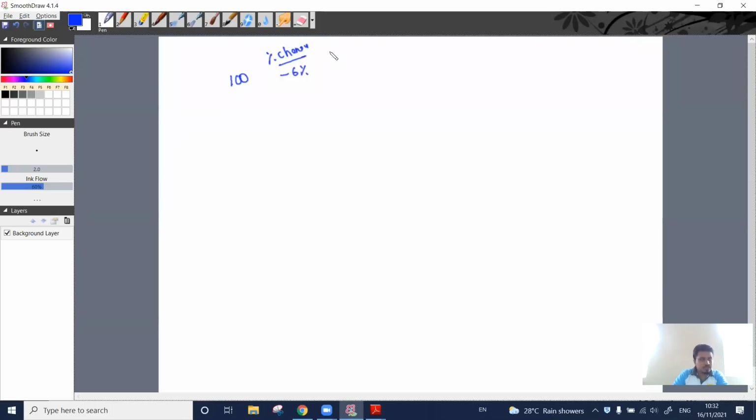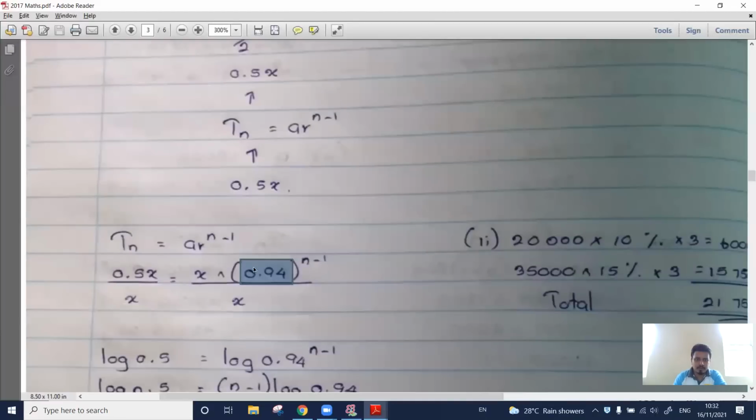So the new value or the changed amount should be what? 100 minus 6 means 94. So the common ratio should be what? 0.94. 0.94 is the R value. To the power n minus 1, this is what we need to find. N minus 1. Correct. Right?